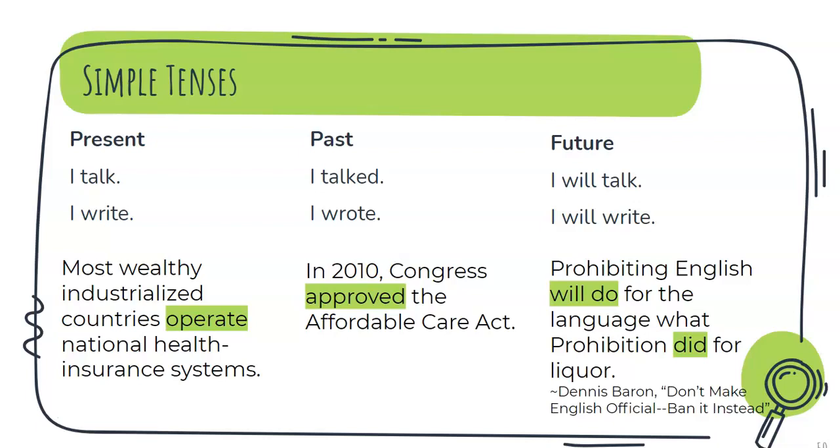The simple tenses are present, past, and future. They're used for actions that occurred at a specific time, either in the present, the past, or the future, but they do not state whether or not the action is finished.